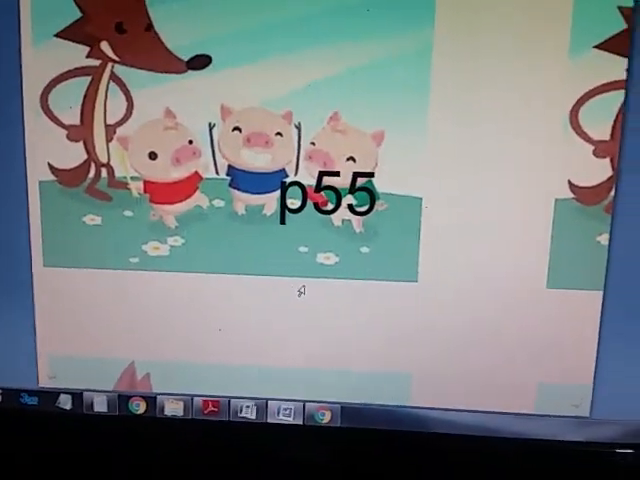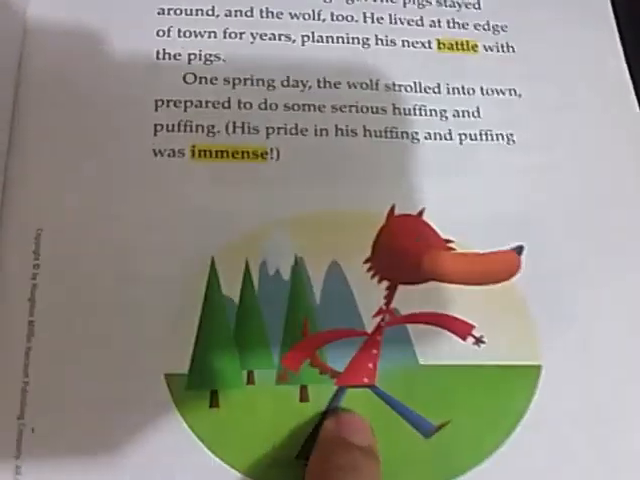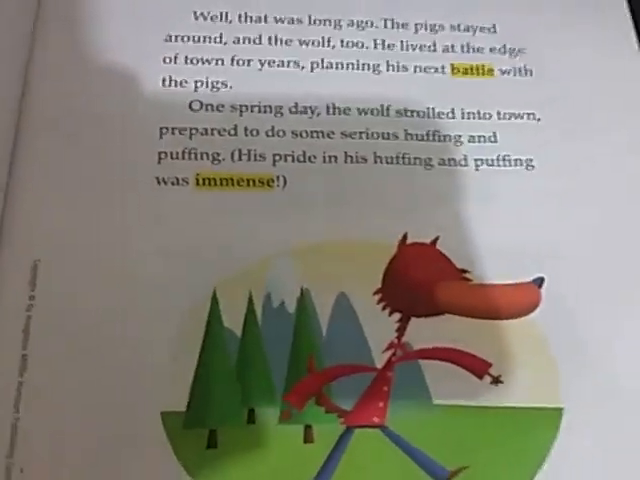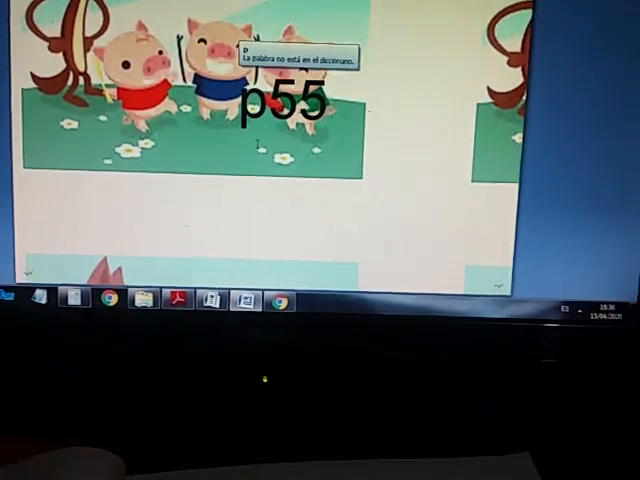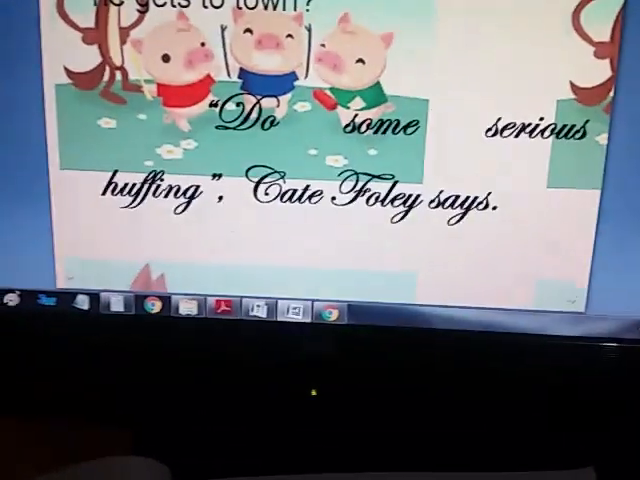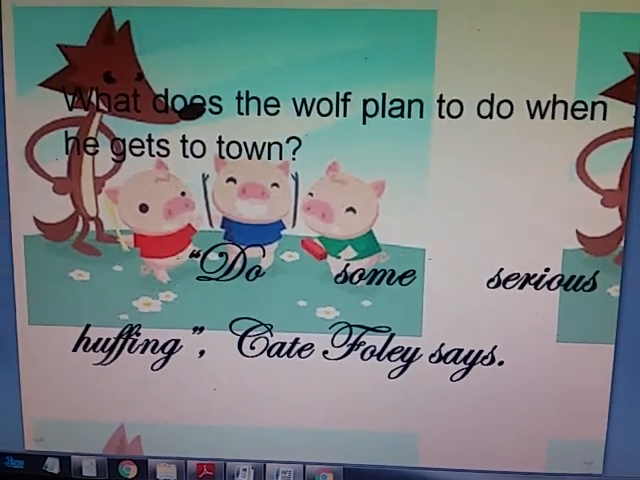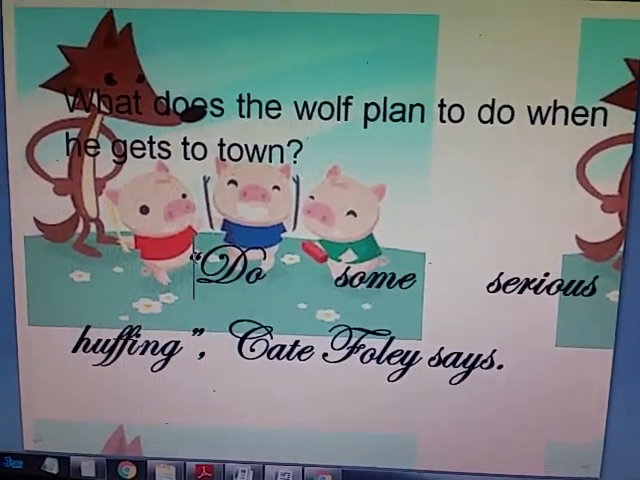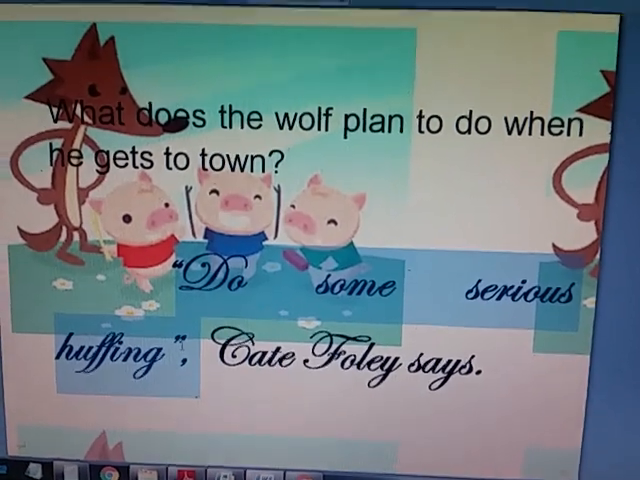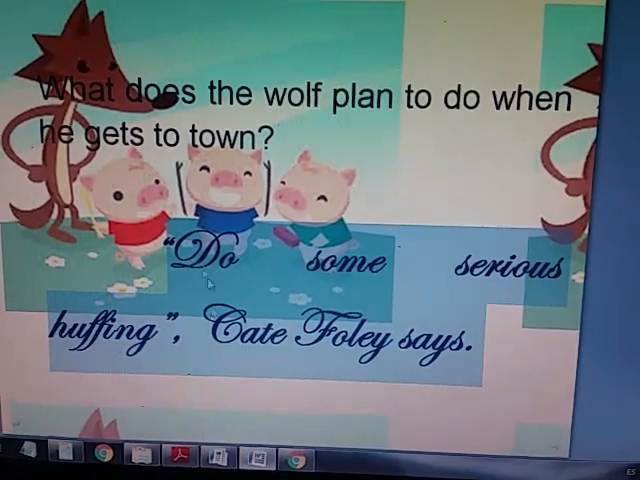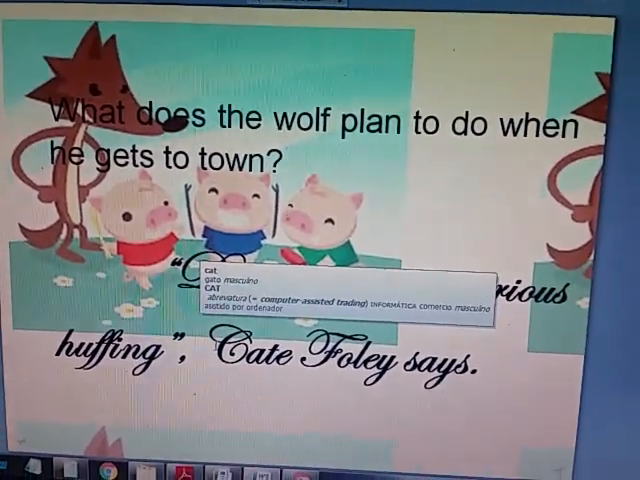Okay, let's continue. Page 55. We learned on this page that the wolf was back to take vengeance on the pigs, and this time he was very intense, very committed. Let's go over the question that says, what does the wolf plan to do when he gets to town? My answer goes like, do some serious huffing. I took this answer from the work of Cate Foley, the author of the story, so that's why I give her credit. Alrighty then, let's continue.